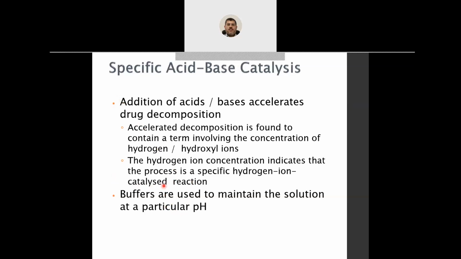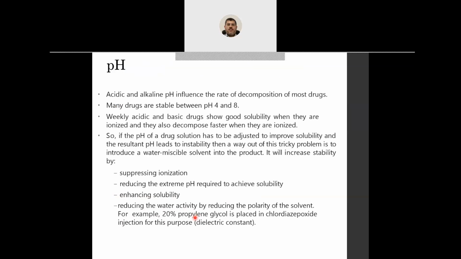So if you know that your drug, for example, can degrade in acidic medium, then you have to keep the pH alkaline, for example, to make it stable. And vice versa: if it degrades in alkaline medium, you may have to keep your medium pH slightly acidic. How to control the pH of the medium? You may use a buffer in the formulation. Buffers are used to maintain the solution at a particular pH. So the composition of the buffer will determine the pH of the medium, and then this buffer will keep the pH stable.